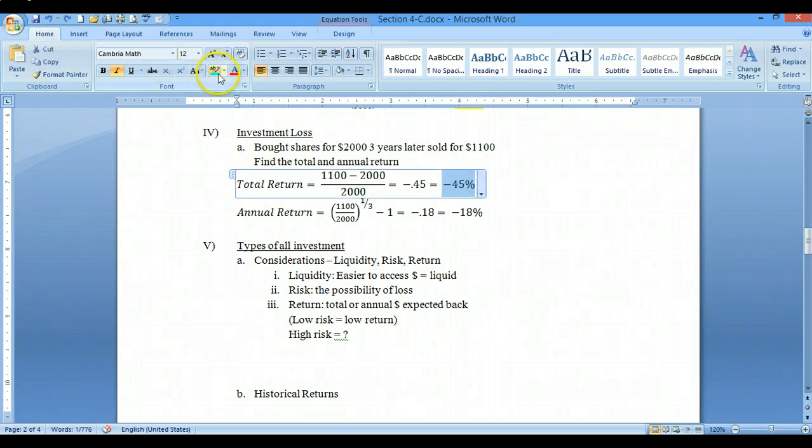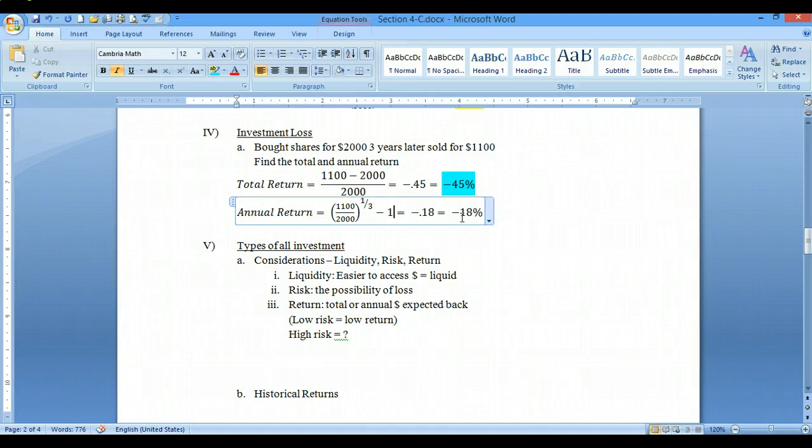And let's go ahead and highlight that in some fashion as the answer. That's the total return. We almost lost 50%, or half of the original investment. We were at 2,000, half would be 1,000, so a little less than half because it's 1,100. The annual return is A over P, so our final amount was 1,100. P is 2,000, raised to the 1 over Y. Y was the investment years, 3 years, minus 1.